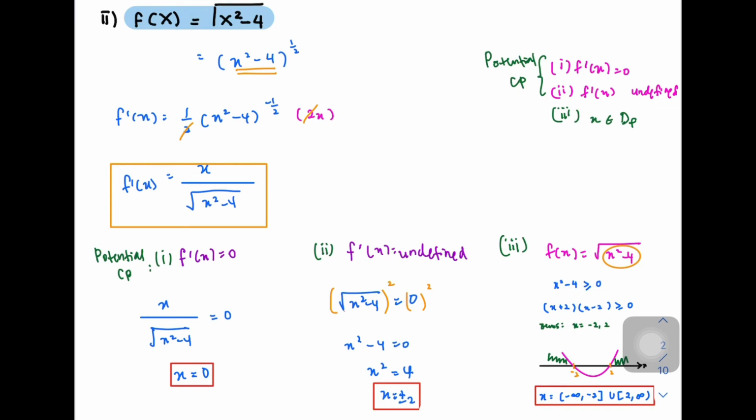Now let's find the potential critical point. f prime x is equal to 0. So just take this and equate to 0. Cross multiply this and this results in x equal to 0. So keep this answer first.